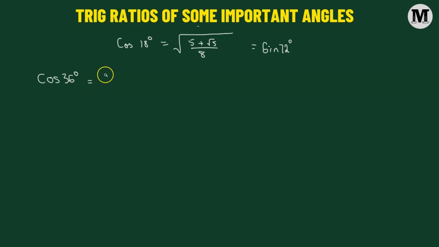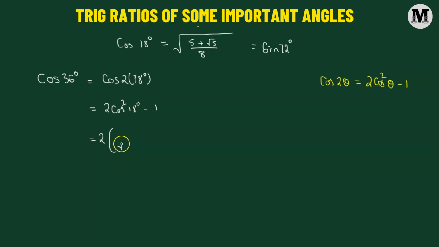So cosine of 36 degree can be also expressed as cosine of 2 times the angle 18 degree. Now here we can use the formula. Whenever we have cosine of 2 theta, this becomes equivalent to 2 times cosine squared theta minus 1. Which means in our case we get 2 times cosine squared 18 degree minus 1. Now we have the value of cosine 18 degree, so we have 2 times the square root of 5 plus square root of 5 over 8. We're going to square this value and from it subtract 1.